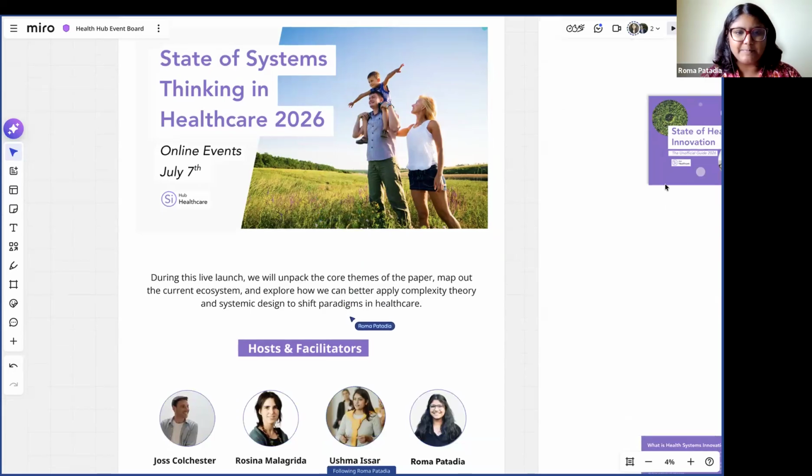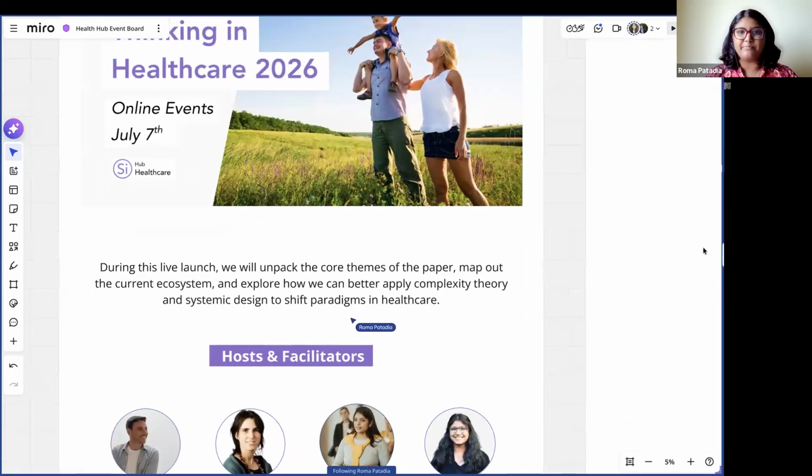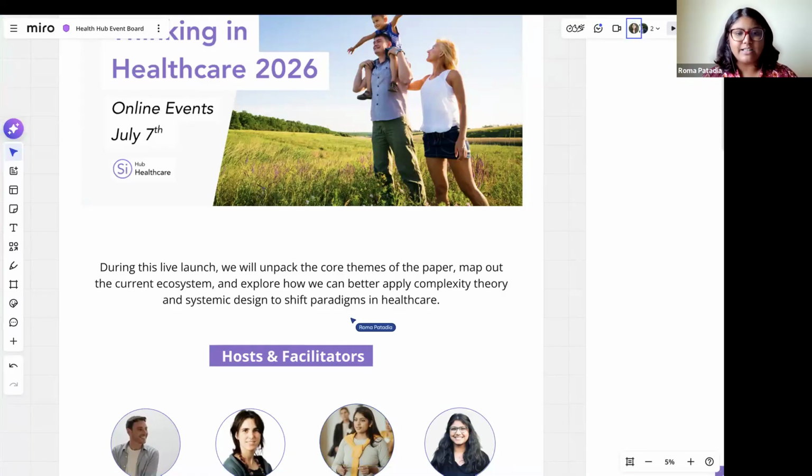The purpose of this event is to launch the paper that we've been working on for the past few weeks. In this session, we will unpack the core themes of the paper, map out the current ecosystem, and explore how we can better apply complexity theory and systemic design to shift paradigms in healthcare.